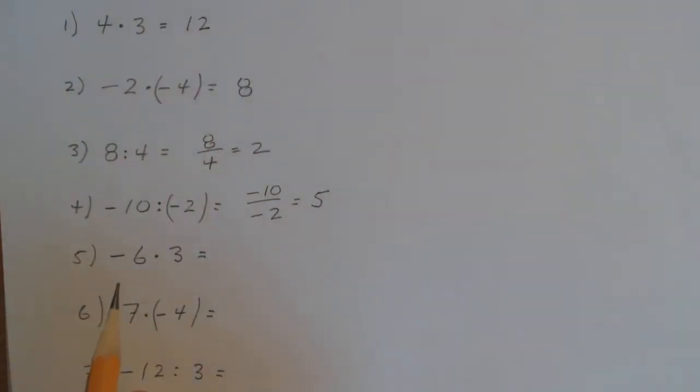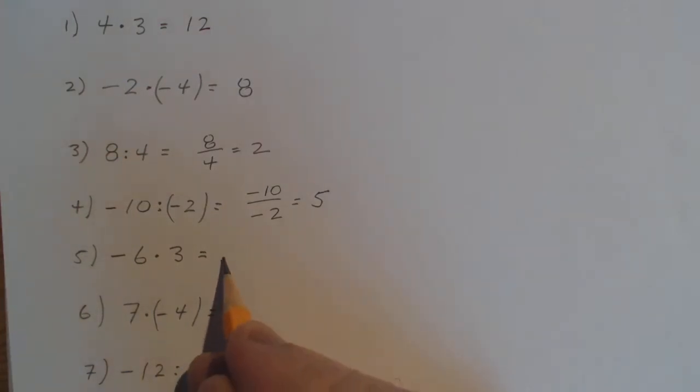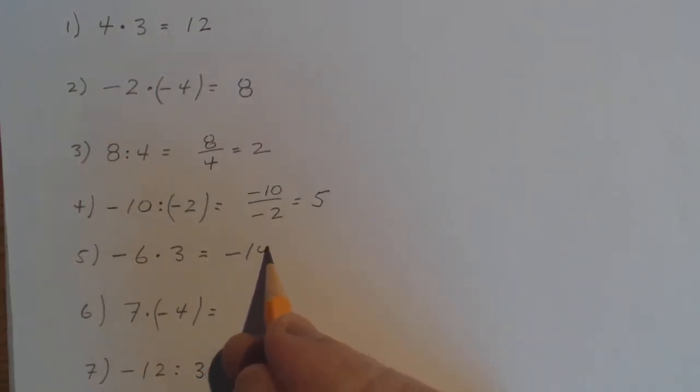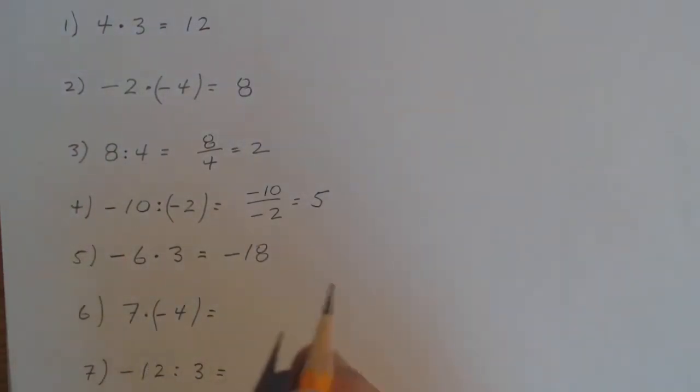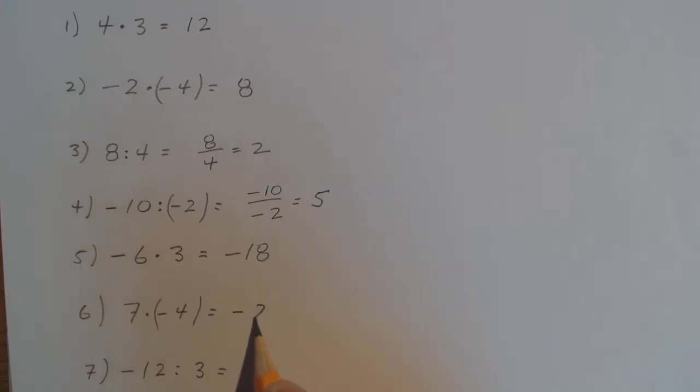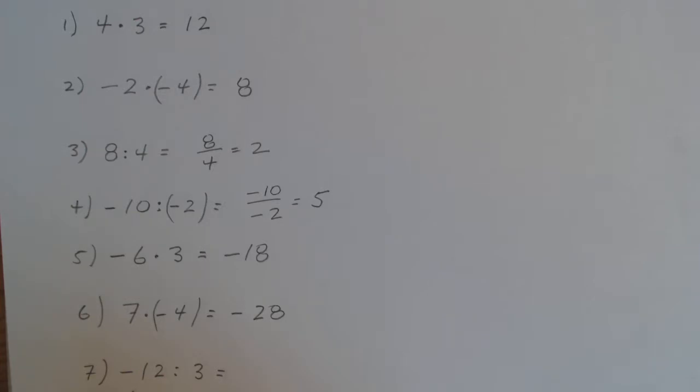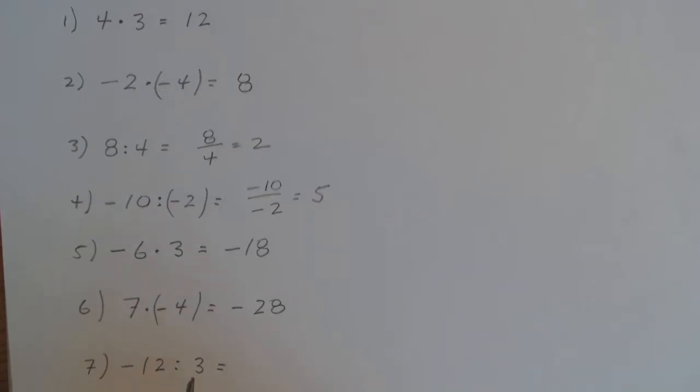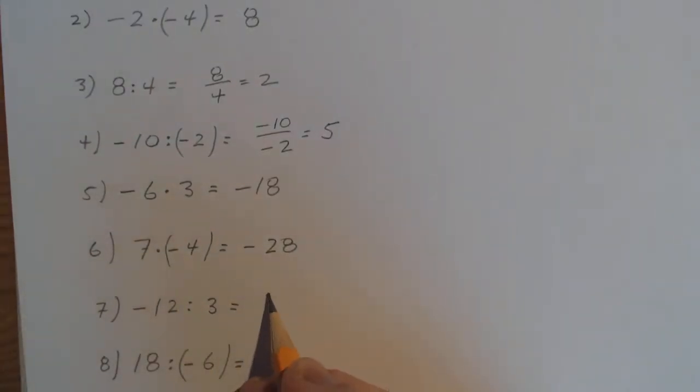Number 5 here, negative 6 times 3. The answer is negative 18. 7 times negative 4. The answer is negative 28. Number 7 here, we have negative 12 divided by 3. I can rewrite this as negative 12 over 3. And we get negative 4.